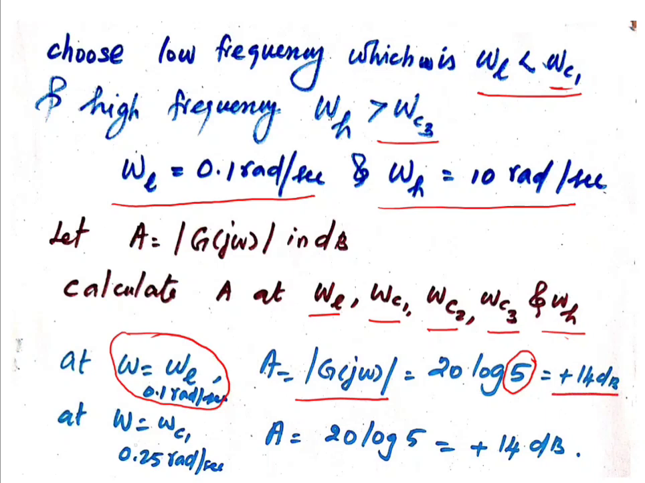Now we have to find the gain at the first corner frequency, omega c1, that is 0.25 radians per second. For that also we use the same formula, A is equal to 20 log 5, the same thing, plus 14 dB.